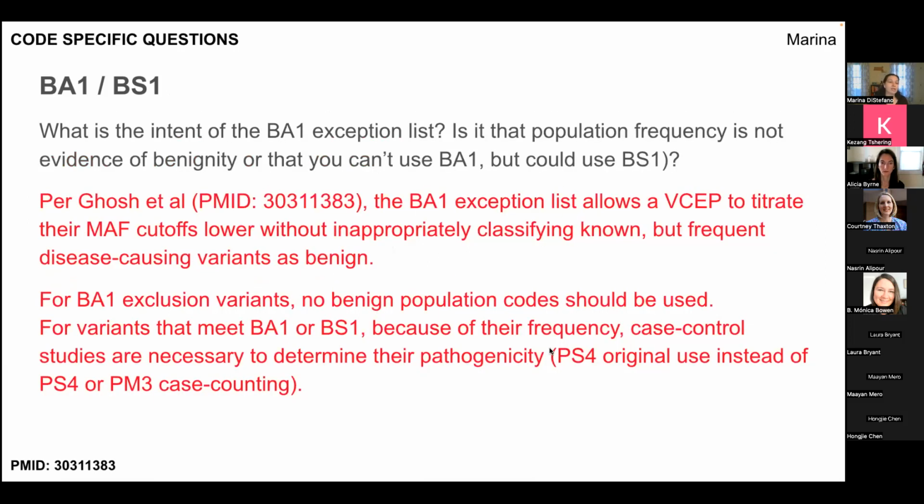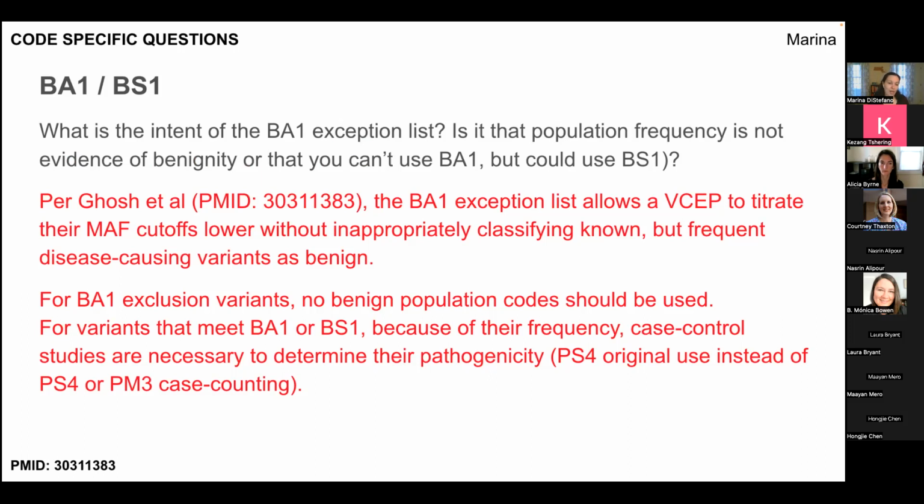Okay, next question is, what is the intent of the BA1 exception list? Is it that population frequency is not evidence of benignity, or that you can't use BA1 but could use BS1? So per the Ghosh et al. publication, the BA1 exception list allows a VSEP to titrate their minor allele frequency cutoffs lower without inappropriately classifying known but frequent disease-causing variants as benign. So for example, the hearing loss expert panel has multiple BA1 exclusion variants in GJB2 because we know they're very high frequency in certain subpopulations.